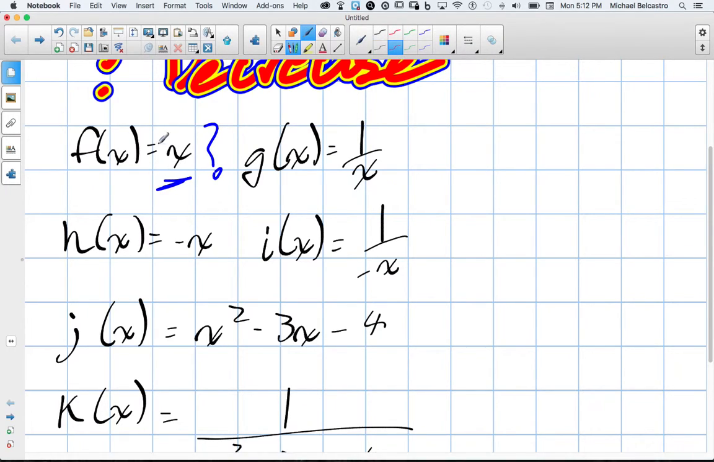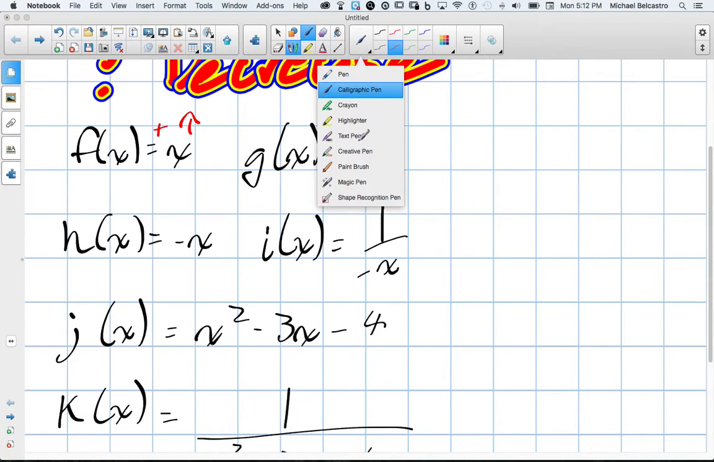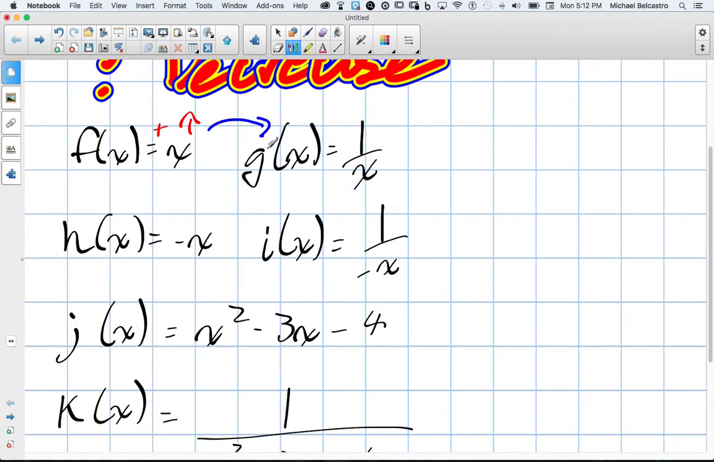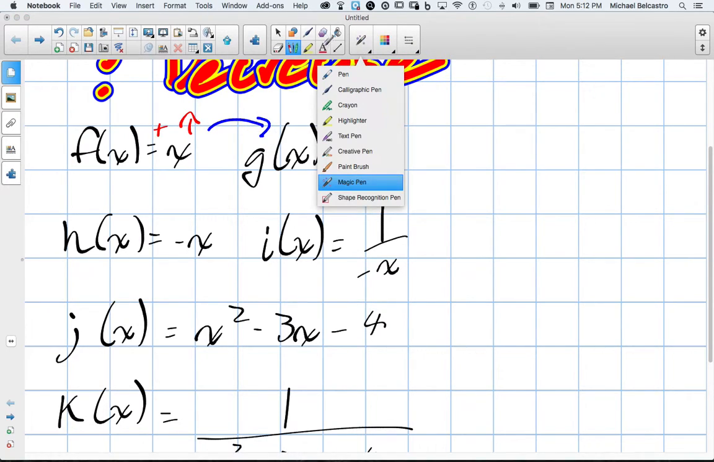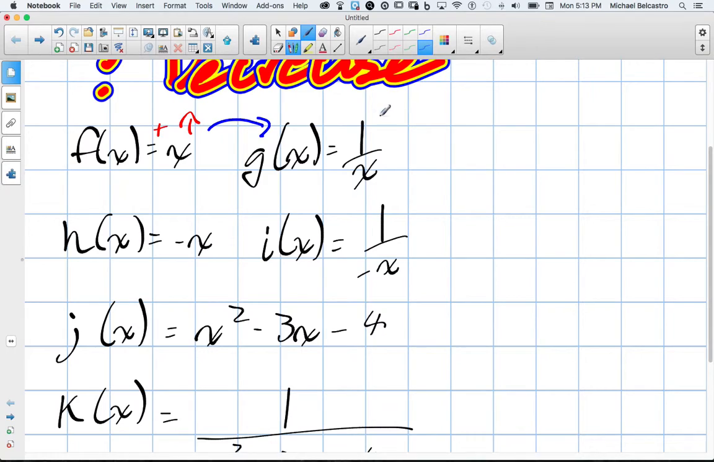Because the coefficient in front of this is positive, that means we have an increasing function. Okay? And what that means for our reciprocal of it is the opposite. We actually have a decreasing function. So I'll use a negative and a down arrow, they both mean the same thing.